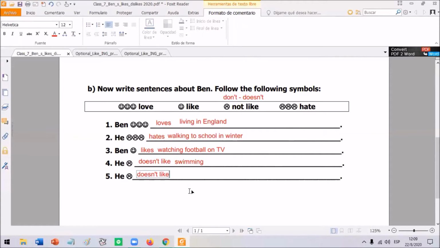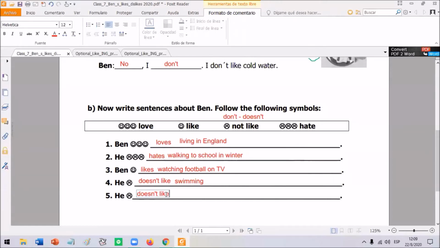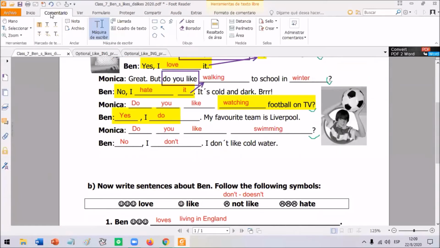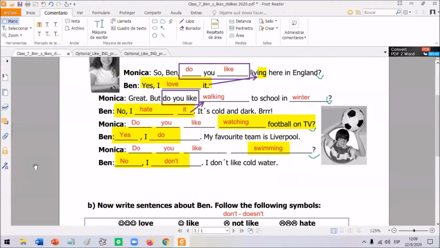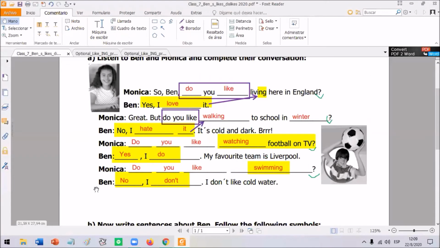Pero, ¿qué otra cosa hay que no le guste? Let's go back. Let's see if you can find it. We have just spoken about swimming, ¿ok? Acabamos de hablar sobre esto. He doesn't like swimming. ¿Ok? Pero, ¿qué otra cosa puede ser que no le guste que nos esté diciendo también acá? Okay, yes, very good. Here, I don't like cold water.